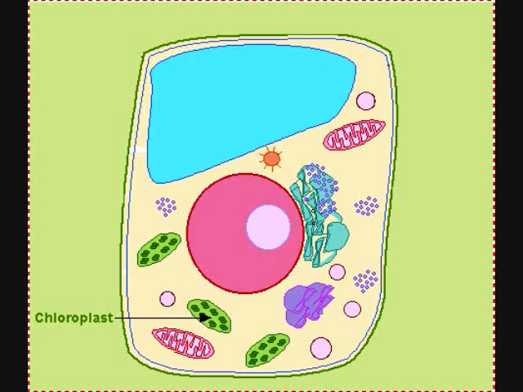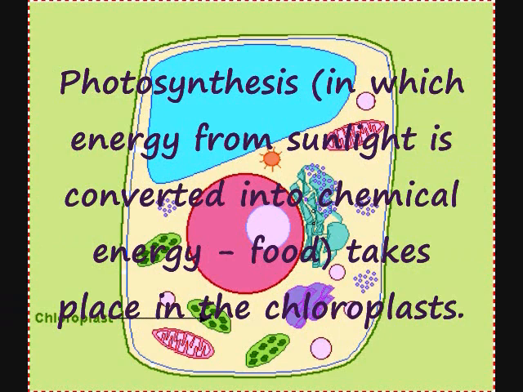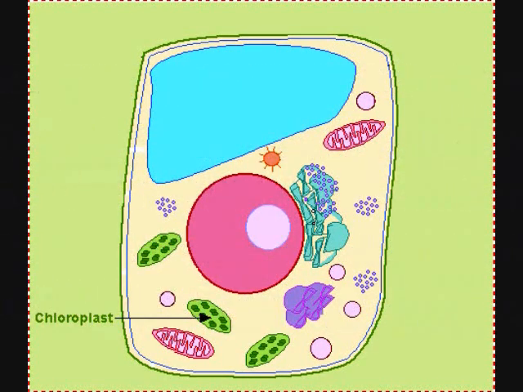Chloroplast, an elongated or disc-shaped organelle containing chlorophyll. Photosynthesis, in which energy from sunlight is converted into chemical energy, food, takes place in the chloroplast. Chlorophyll. Chlorophyll is a molecule that can use light energy from sunlight to turn water and carbon dioxide gases into sugar and oxygen. This process is called photosynthesis. Chlorophyll is magnesium-based and is usually green.